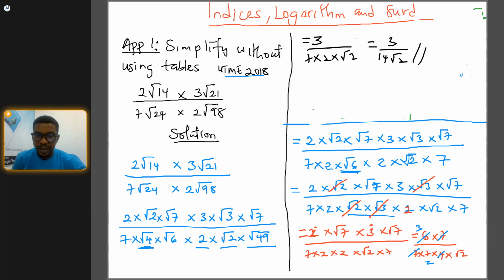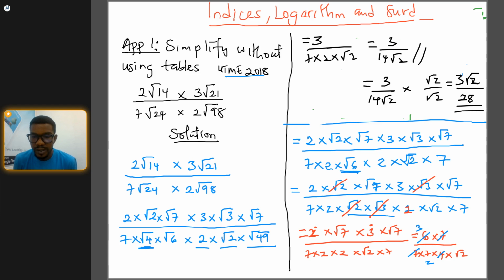If you decide to rationalize, you can go ahead to rationalize it, and you're going to have a different response. If I say 3 over 14 root 2 times root 2 over root 2, that is rationalization. I'm going to have 3 root 2 over root 2 times root 2, which is 2, and 2 times 14 is 28. So we can also have this as the final answer by rationalizing the value that we had initially. When you rationalize 3 over 14 root 2, you are going to have 3 root 2 over 28.